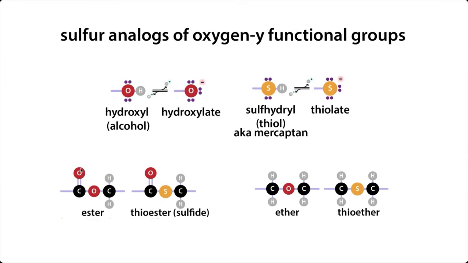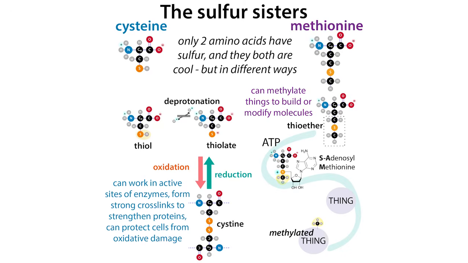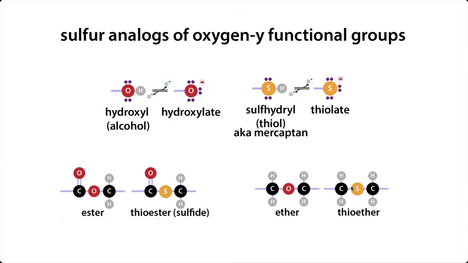And remember, ester, we have our carbonyl next to an oxygen next to a carbon. And so a thioester or a sulfide is going to have a carbonyl next to a sulfur next to a carbon. Remember, we didn't want to confuse our esters and our ethers. Well, we don't want to confuse our thioesters with our thioethers. So a thioether, such as you might see in methionine, the amino acid, has a sulfur sandwiched between two carbons, but the carbons are just attached to hydrogens and stuff, not to a carbonyl. And then with the thioester, you specifically have this carbonyl next to it.